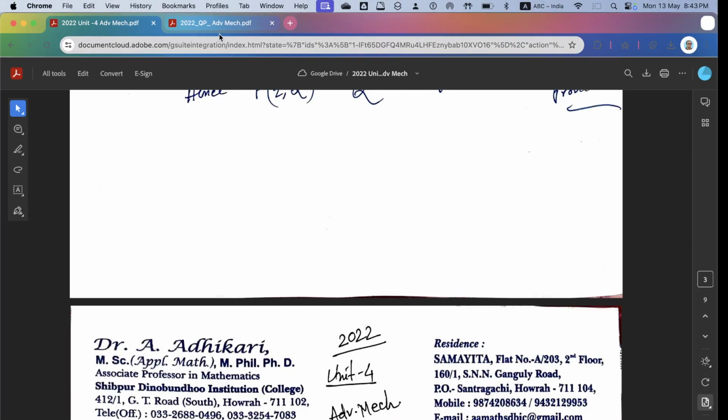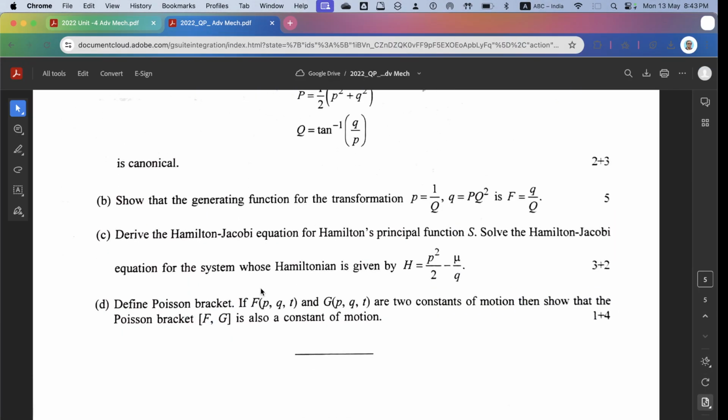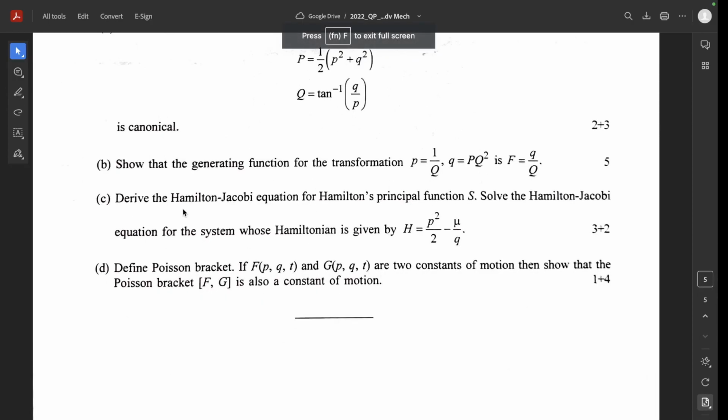Next question, 5c. Derive the Hamilton-Jacobi equation for Hamilton's principal function S. Solve the Hamilton-Jacobi equation for the system whose Hamiltonian is given by H equal to p square by 2 minus mu by q.